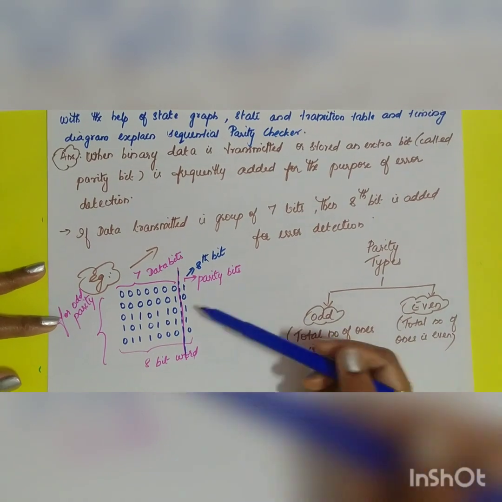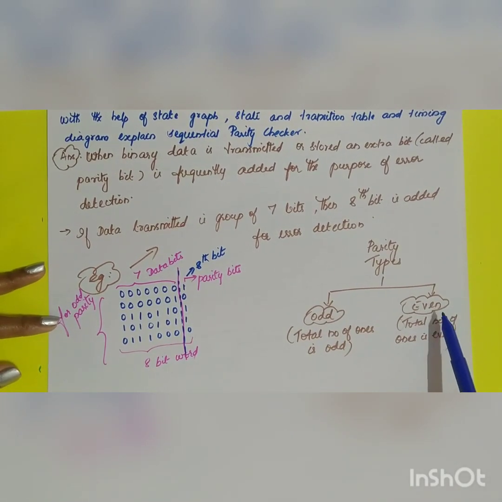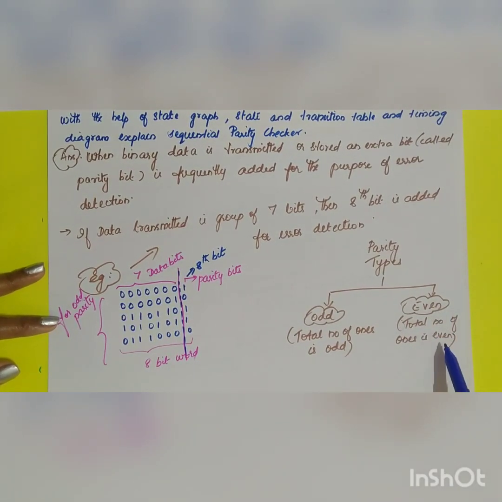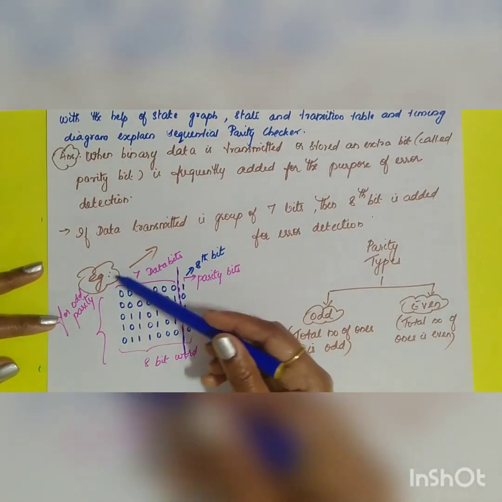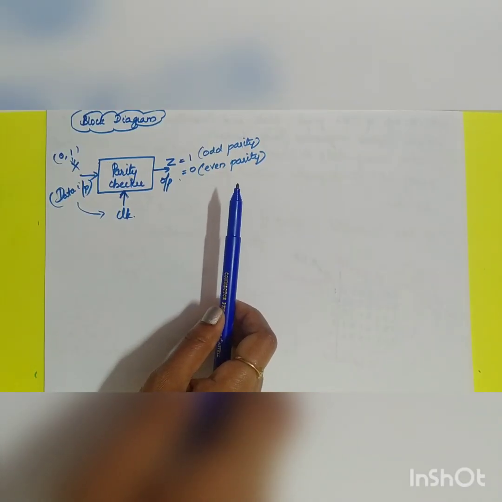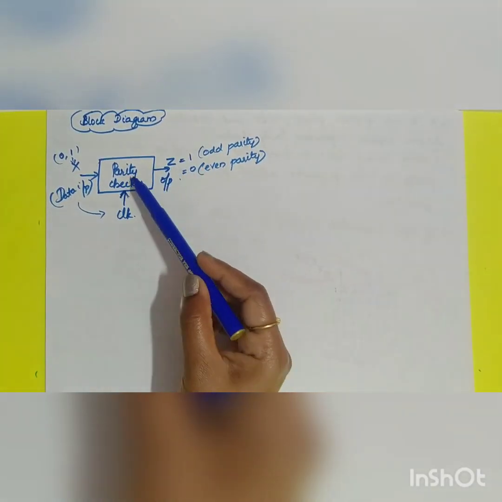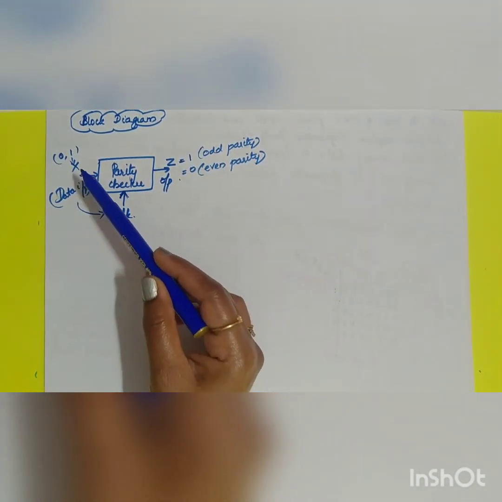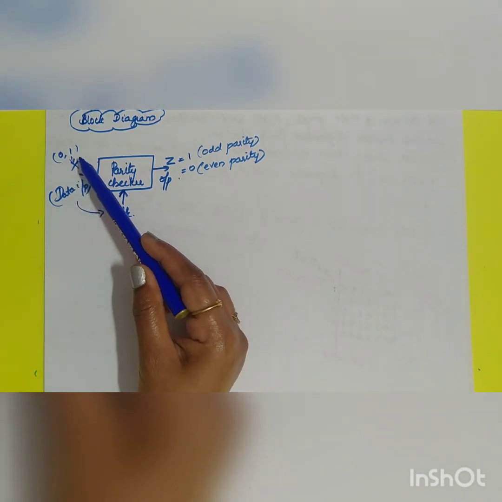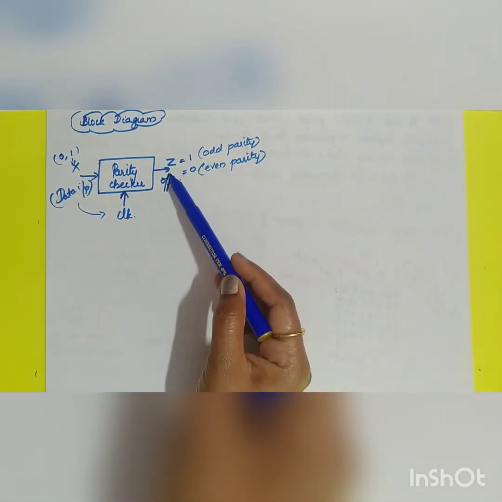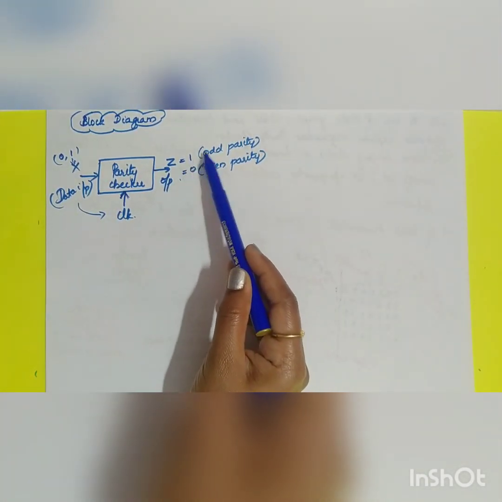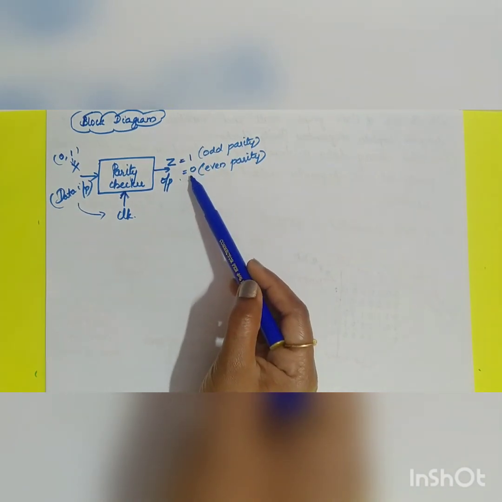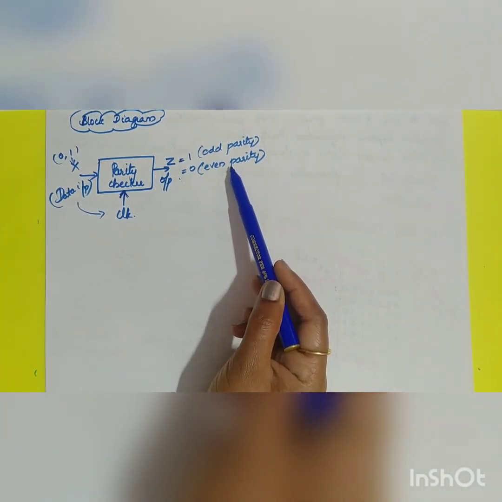Now, the second type is even parity. If the total number of ones is even, then it is even parity. Next, let's see the block diagram of the parity checker. The block diagram consists of the parity checker. The input is X, an input sequence of zeros and ones, and the output is Z. Z will be equal to 1 if it is odd parity, and Z will be equal to 0 if it is even parity.